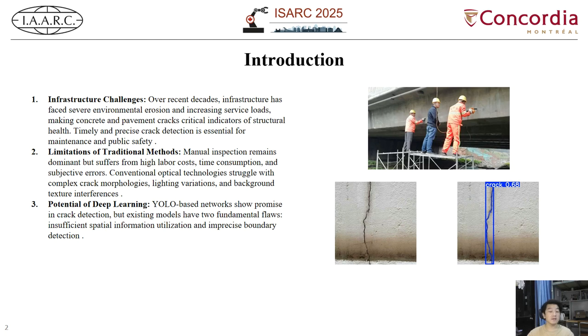Infrastructure safety is very critical, but cracks, key indicators of structural health, are hard to detect accurately. Traditional manual inspections are labor-intensive and subjective, while existing deep learning models like YOLO still struggle with two issues: poor use of spatial information and imprecise boundary detection.